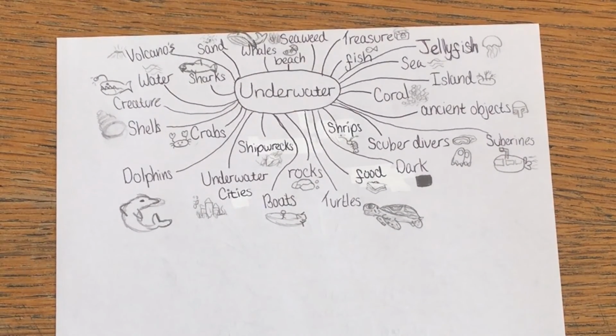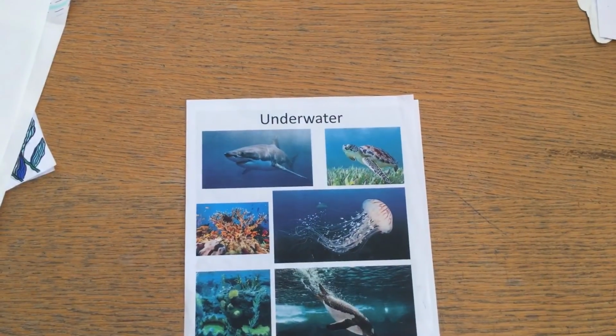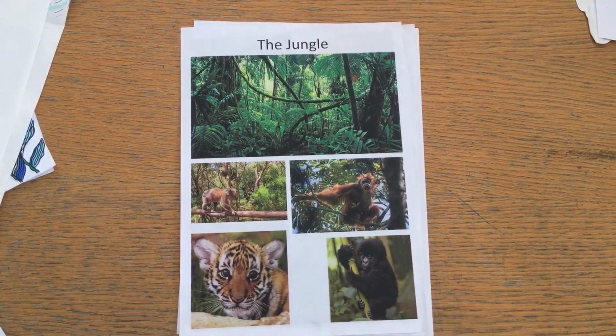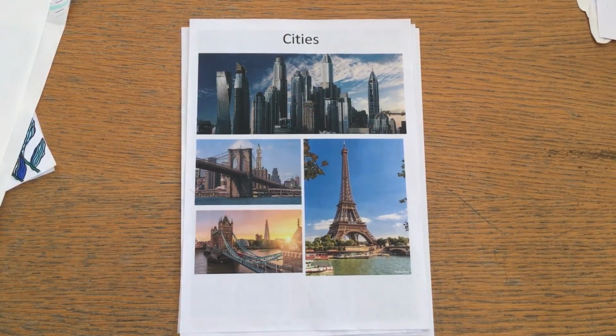So remember that you are picking and completing a mind map on whatever theme it is that you chose. So it might be the underwater theme, it might be the jungle theme, or it might be the cities theme. I'm really looking forward to seeing all your online submissions of mind maps. Remember to try and make it interesting. So not just a plain mind map, try and add in colour, drawings, maybe some pictures to go with it as well. Any questions, please let your teacher know so that they can help you.